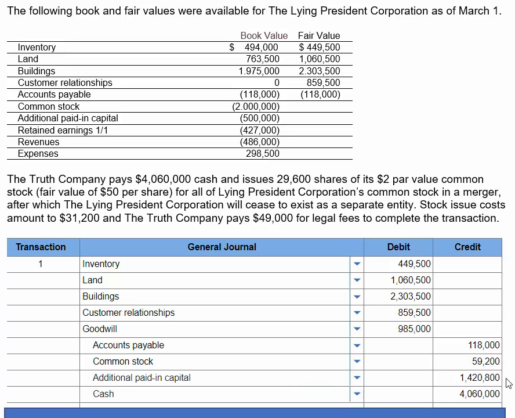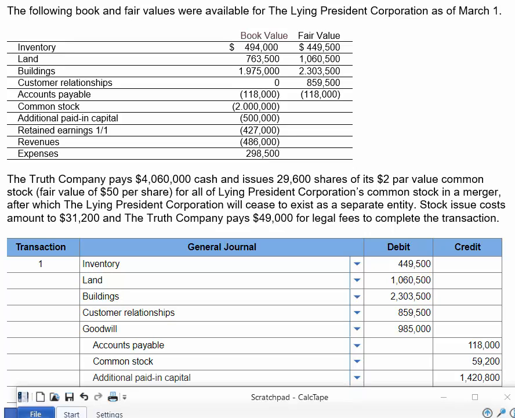Now, how did we come up with the additional paid-in capital? Well, we took the $50 fair value less the legal capital, which is the common stock. And if we subtract that portion out, the total of that comes out to be the $50 share price times 29,600. That's how we came up with the total value. Subtracting the 59,200, you get the additional paid-in capital.